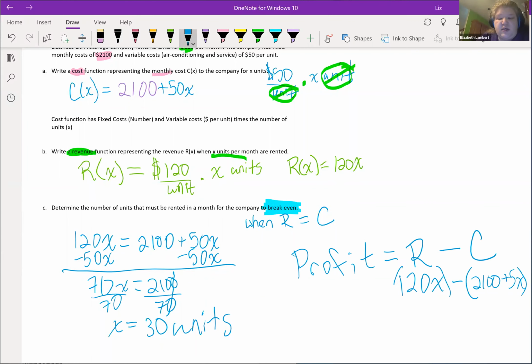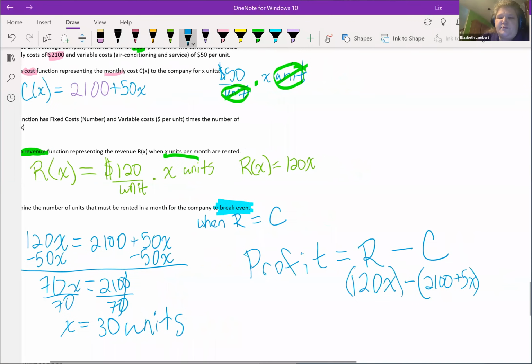Sometimes even revenue is. Like maybe you loan somebody some money and they're paying you back every month, then there might be a fixed revenue coming in. All right. So that would be our P of X function.